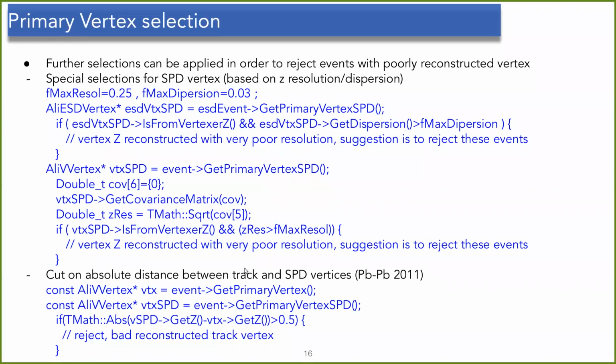Another method is using the absolute distance between the vertex reconstructed from the global track and the vertex reconstructed using the SPD tracklets. You can put a condition on the difference between the vertex from the SPD and the global track, by some amount like 0.5, in order to reduce the events where you do not have the proper vertex.